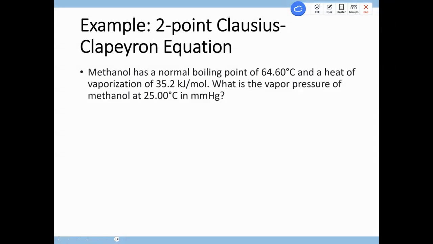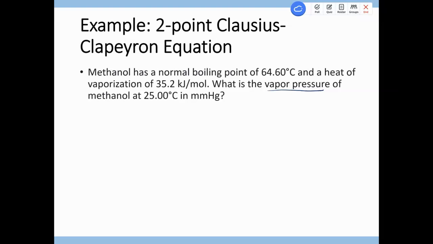So in this example, we are looking for vapor pressure. So we're looking for a pressure value. The statement says methanol has a normal boiling point of 64.6 degrees Celsius and a heat of vaporization of 35.2 kilojoules per mole. So we know delta H vaporization. What's the vapor pressure of methanol at 25 degrees Celsius? And we're looking for millimeters of mercury. So different pressure unit.